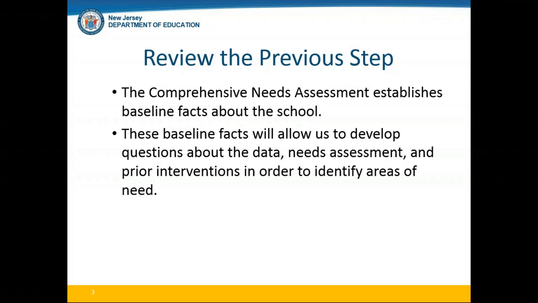Both of these sections will allow us to help develop questions about the data, needs assessment, and prior interventions in order to identify areas of need. If you have not already done so, we encourage you to take some time with your team to review the completed data analysis and needs assessment rubric and generate a list of questions about your school's performance, such as, why has our math SGP dropped each year for the past 3 years? Once you have identified these key questions, we will be ready to explore these performance challenges and begin to identify possible solutions.